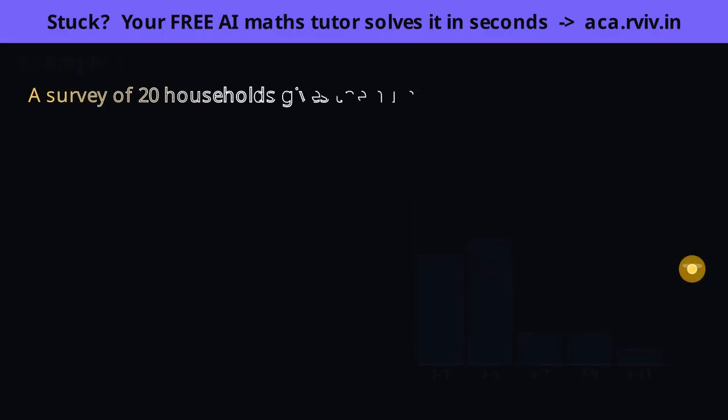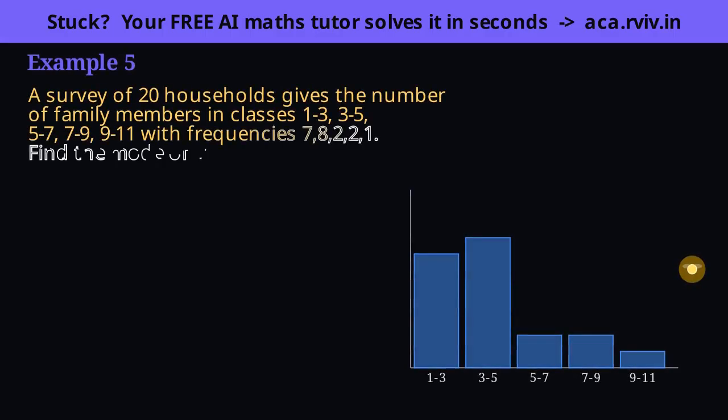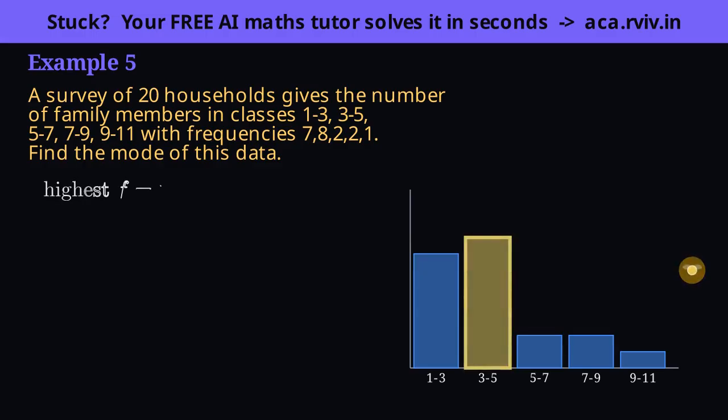Grouped data hides the exact mode inside a class. The formula digs out where in that class it sits. Now the data is grouped, so we can't just point at a value. The mode lives somewhere inside a class. Step 1 is always to find the modal class, the tallest bar, the class with the highest frequency. 8 beats every other count, so 3 to 5 is our modal class.